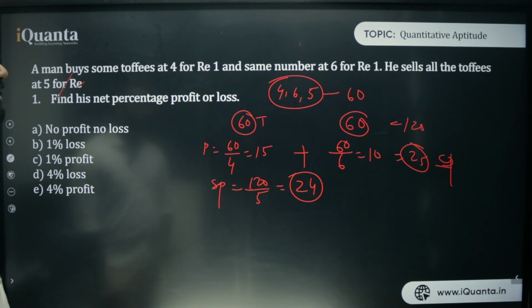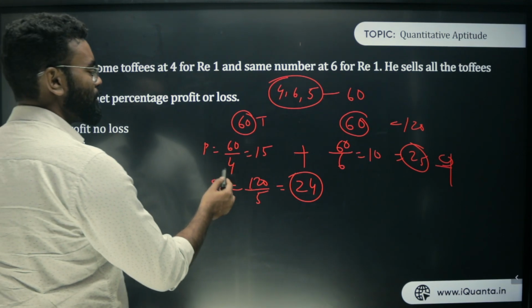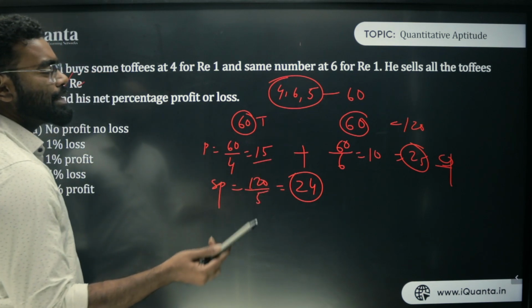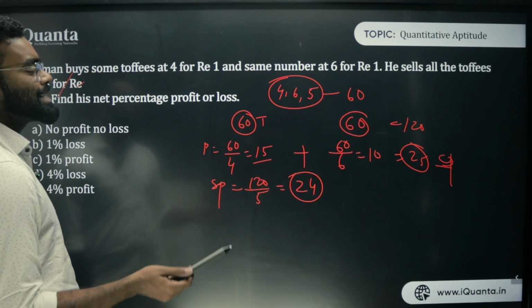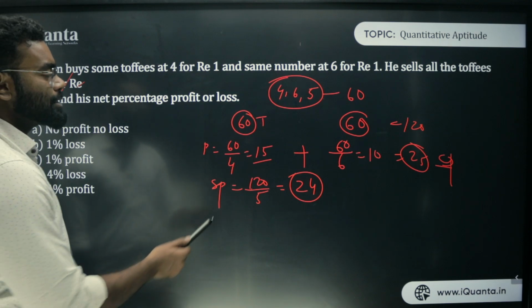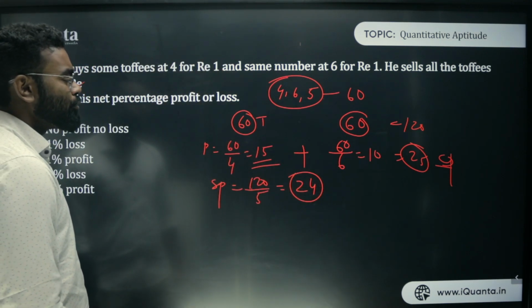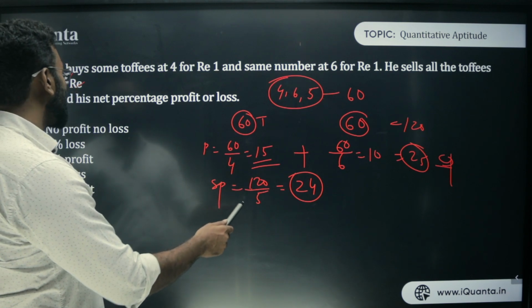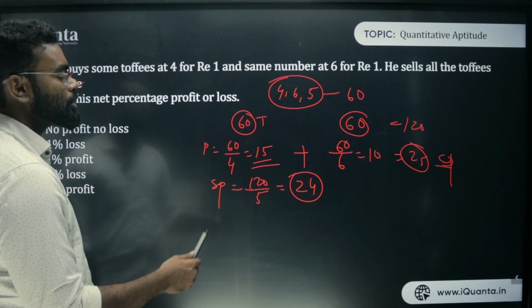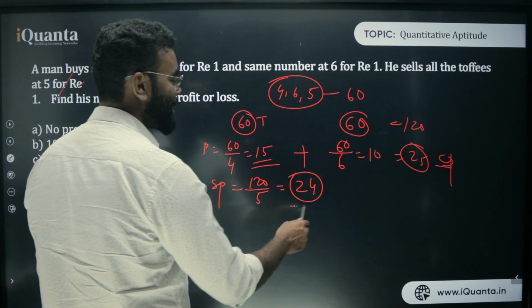I hope you are understanding what I'm doing. So what was his cost price? That is 60 upon 4, which is 15. And the other cost price is 60 upon 6, which is 10. So his total cost price is 15 plus 10, which is 25. Fair enough? Now what is his total selling price? That is 120 upon 5, because he is selling 5 toffees for a rupee. So his overall selling price is 24.